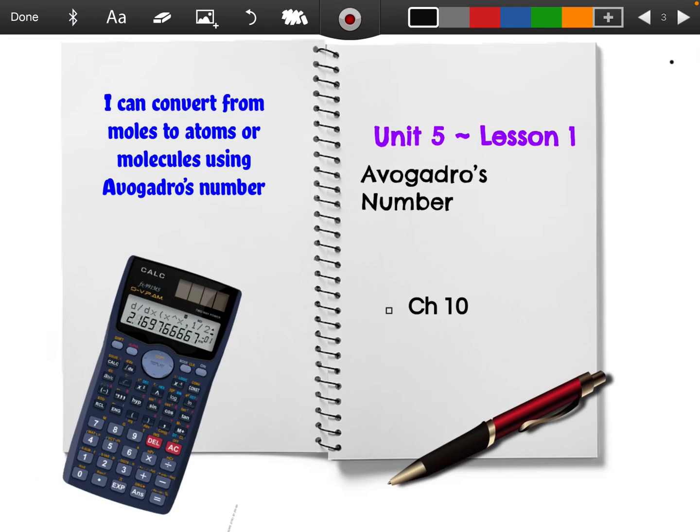The notes for Unit 5, Lesson 1 will cover Avogadro's number. This comes from Chapter 10 in your textbook. You will want your yellow periodic table packet. In front of you, you will also want your notes packet to write down the information, and you will also want a scientific calculator of some sort so you can do the calculations.